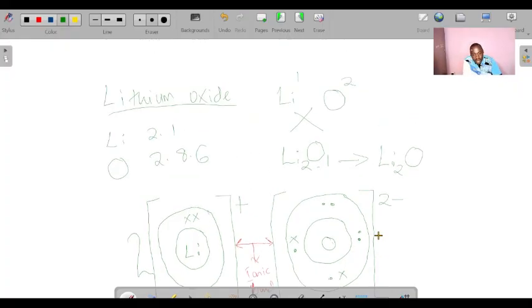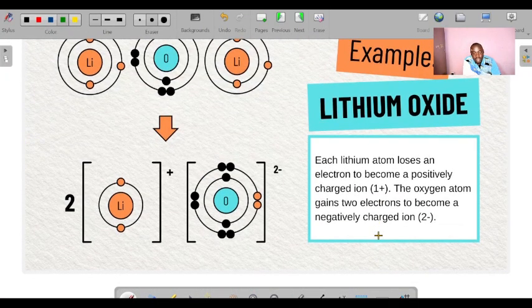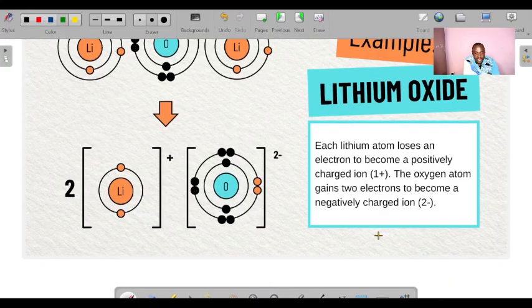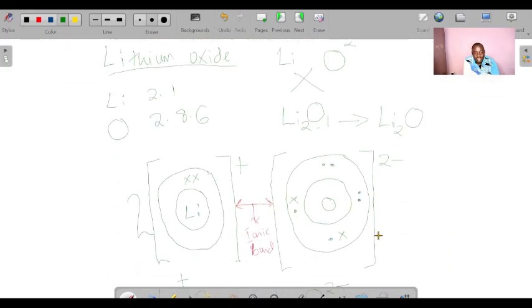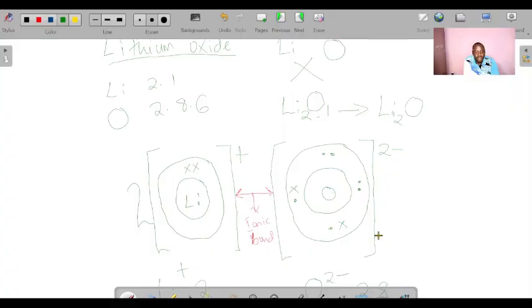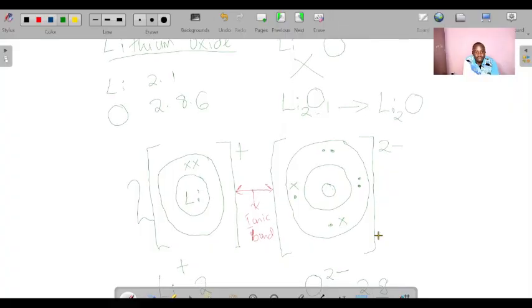So just similar to what we had, that is what we have. We've been able to show step by step how they arrive at this, and that is how we can show how we get our lithium oxide.